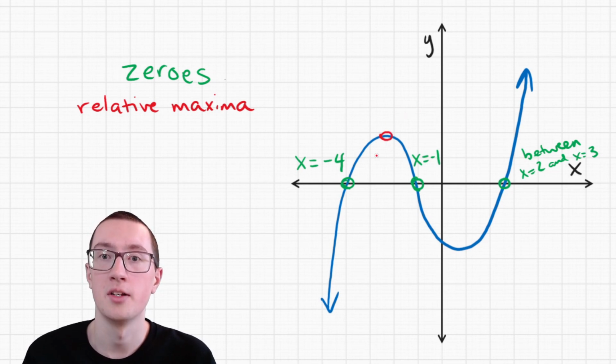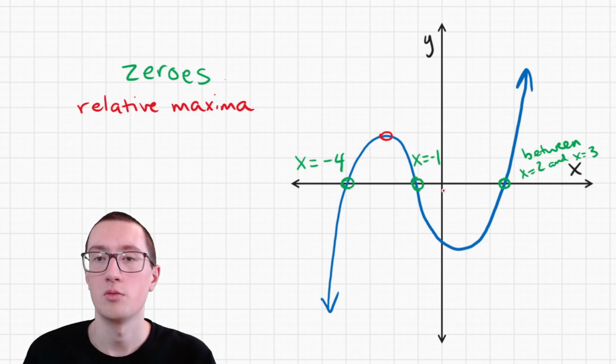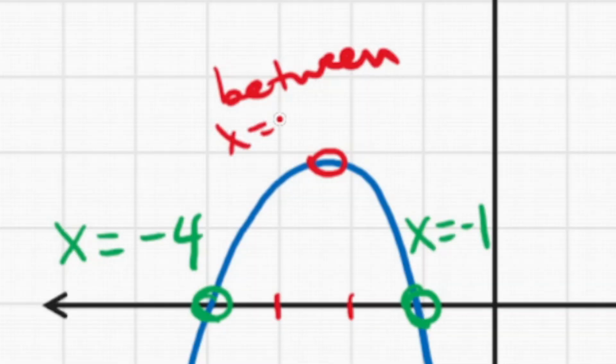It's actually the only one, and it's going to be between these two values. Here we have x equals negative 3 because we go to the left 3, and this is x equals negative 2 because we go to the left 2. So this is going to be between x equals negative 3 and x equals negative 2.